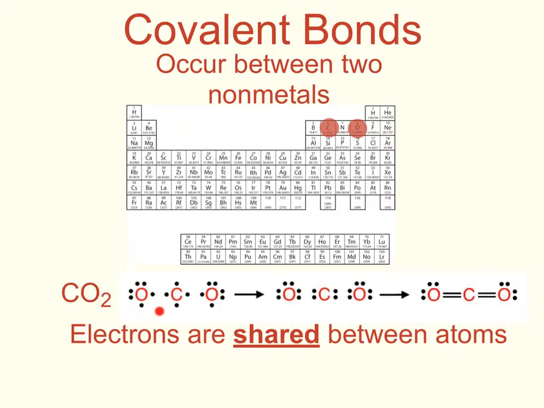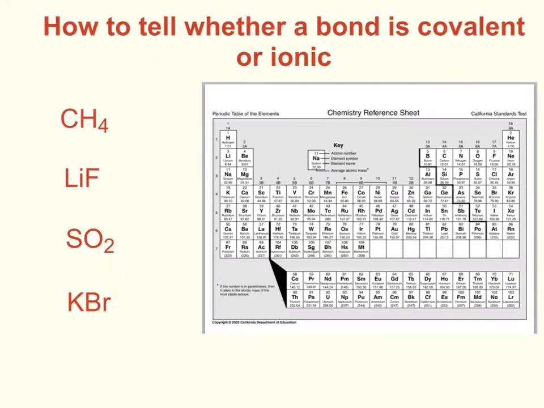So what happens is this oxygen will share 2 electrons with carbon, and this oxygen will share another 2 electrons with carbon. And what happens is the carbon and oxygen atoms will form covalent bonds by sharing 2 pairs of electrons each. To predict whether a bond is covalent or ionic, you simply have to look at the compound and look at which elements are present. Then you refer to the periodic table to determine whether the elements are 2 nonmetals or a metal and a nonmetal.